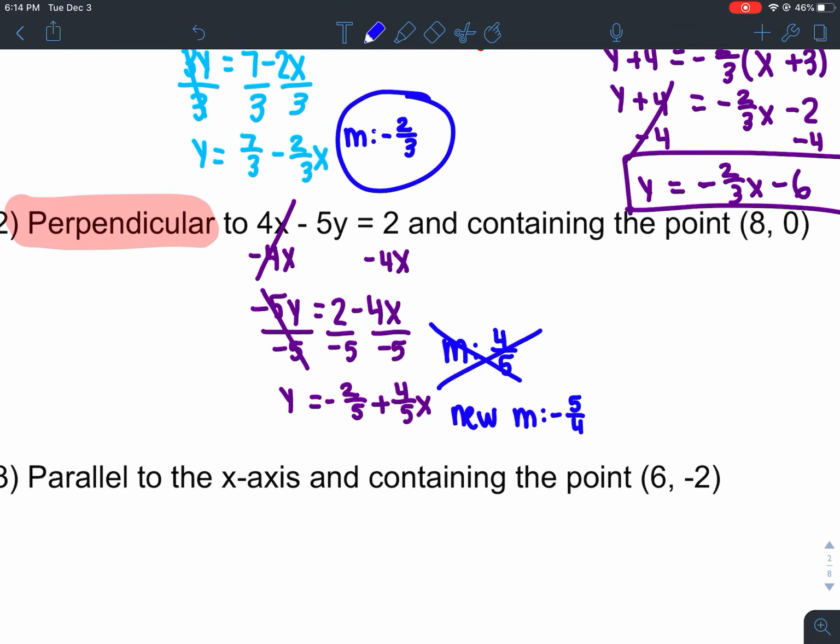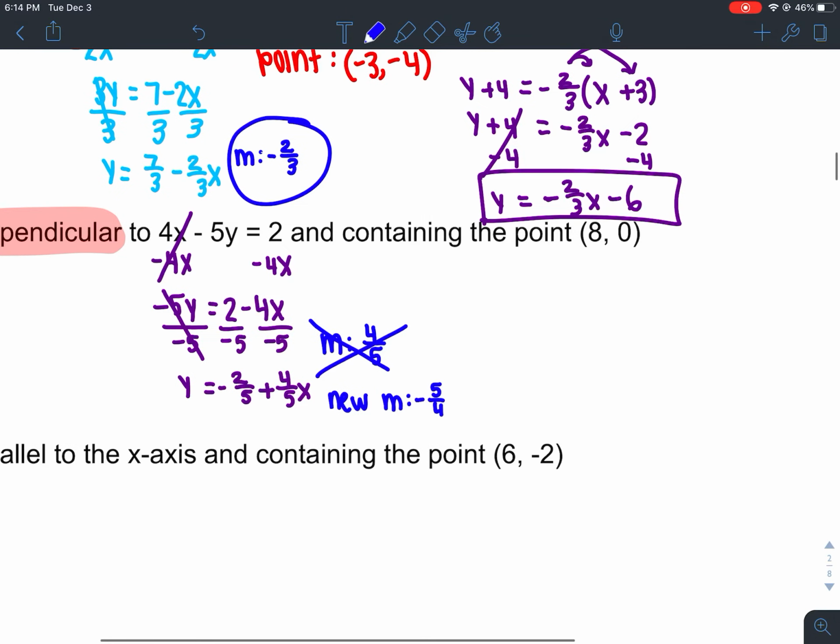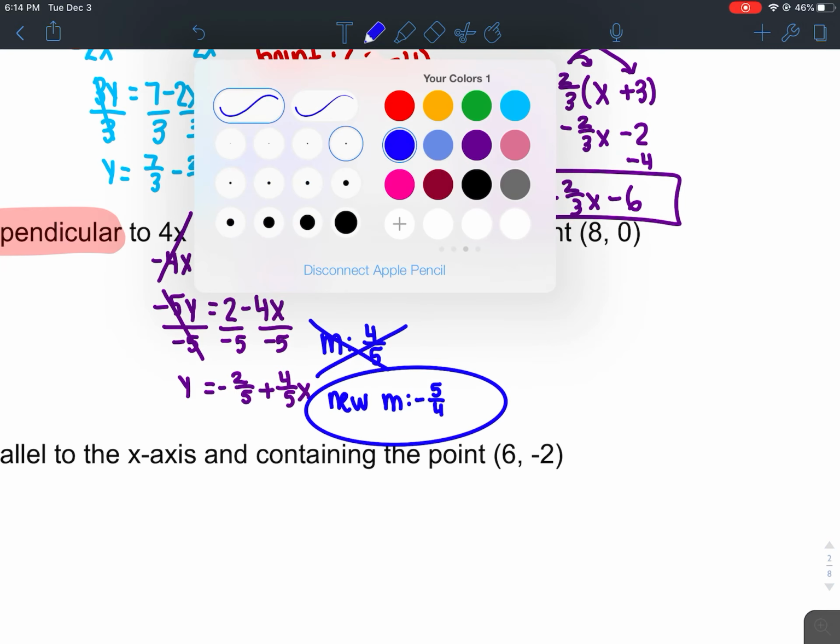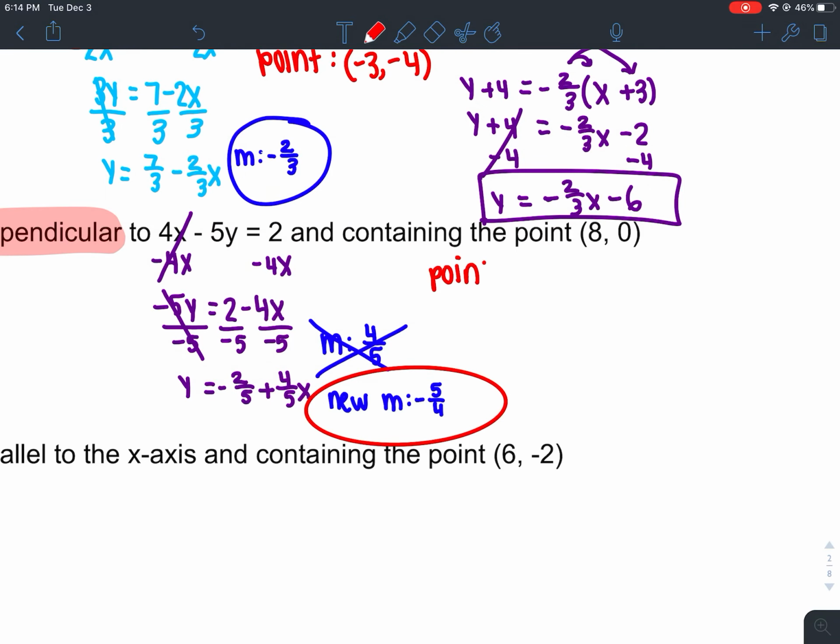If I use the old one, I am creating a parallel line. You want to create your new line. So this is the new slope I'm going to use. And then the point is 8, 0. So we're going to do point slope form. Y minus 0 equals -5/4 x minus 8.